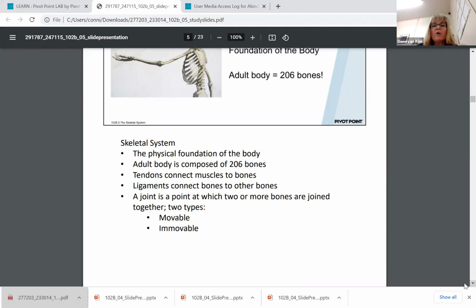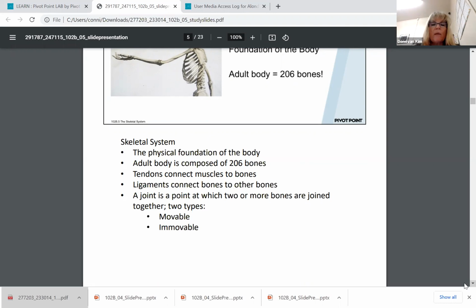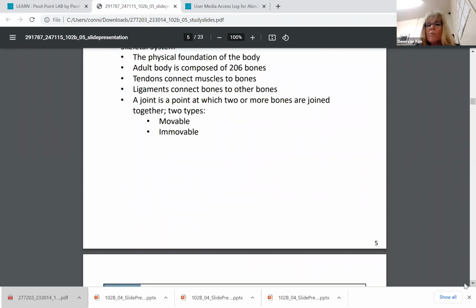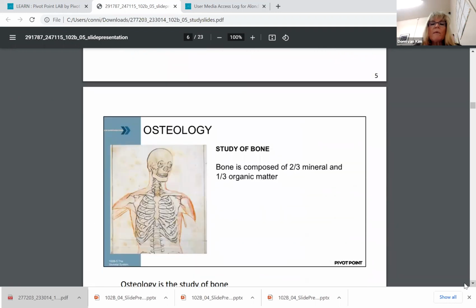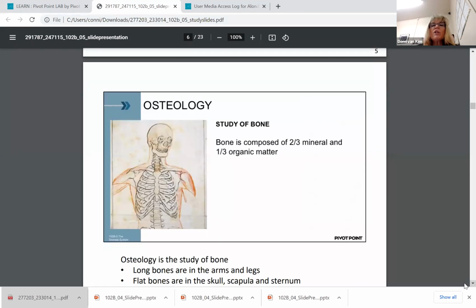With that joint now, you have two types. You have movable ones and you have immovable ones. So there are certain bones that don't move. There are ones that do move. Now those 206, I can't tell you just exactly how many are movable and how many are not. You just need to know that these will move and these will not move, okay? When it comes down to it, osteology is the study of bone.